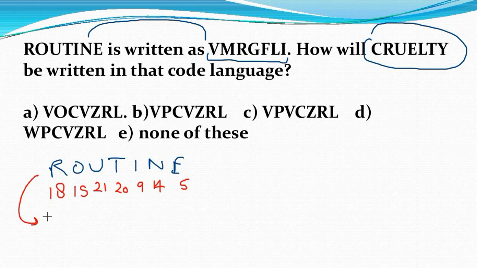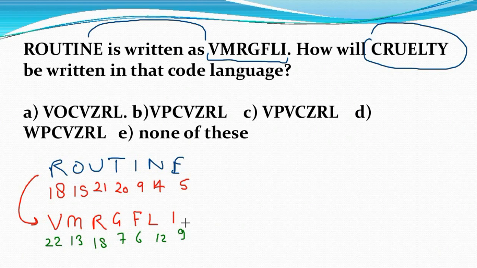VMGFLI, and the numbers of these letters: V is 22, M is 13, R is 18, G is 7, F is 6, L is 12 and I is 9.